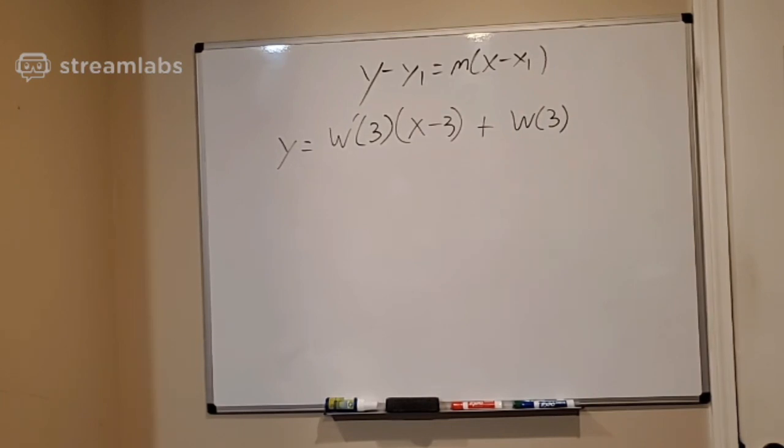Okay, so we should know what w of 3 is. They give it to us in the question. What's w of 3? 2.5. The question is, what is w prime? We have to read and understand that w is the amount of water in the tub. So when we take a derivative of an amount, what do we get? The rate. So we need the rate of the amount of water in the tub.